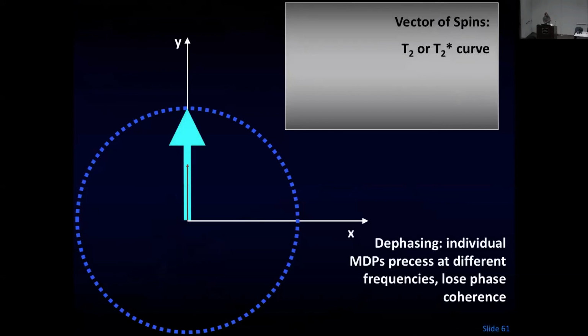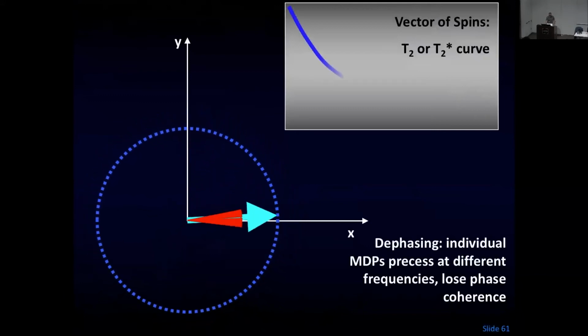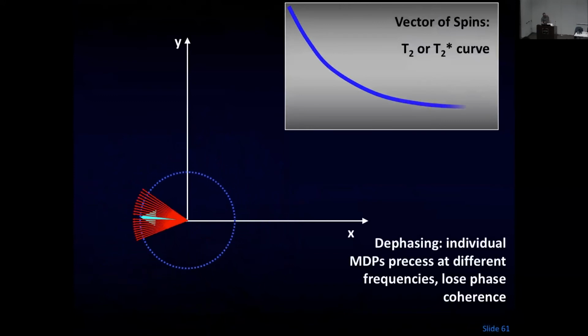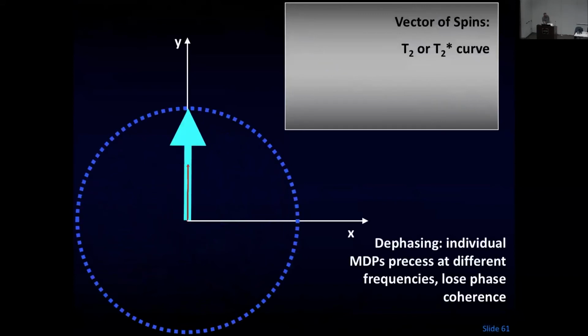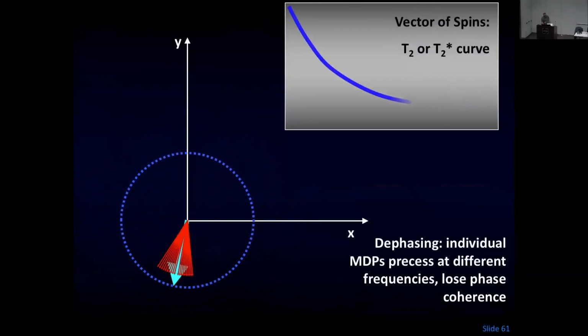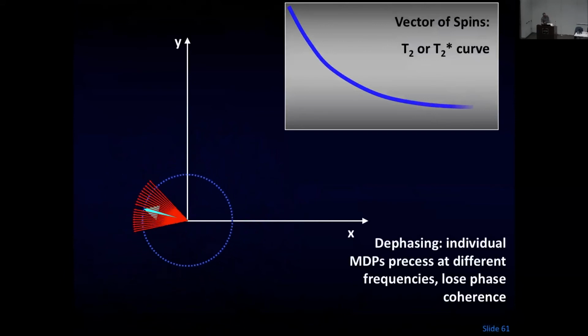These millions and millions of individual magnetic dipole moments are initially all pointing in the same direction, and therefore they induce this magnetic field, shown by the light blue arrow, in the same direction. So now let's see what happens over time. Over time, notice that these individual magnetic dipole moments start to lose coherence, they start to dephase, and as they lose coherence, as they start to go in different frequencies, the net vector gets smaller and smaller and smaller.